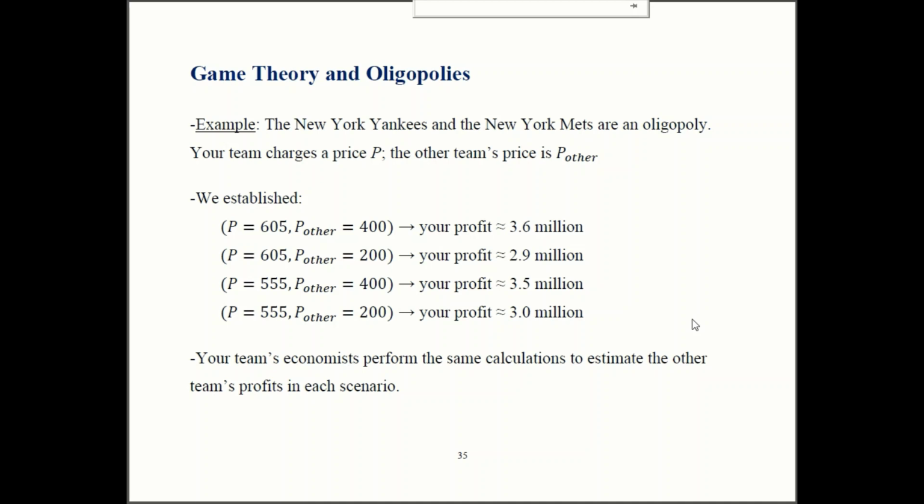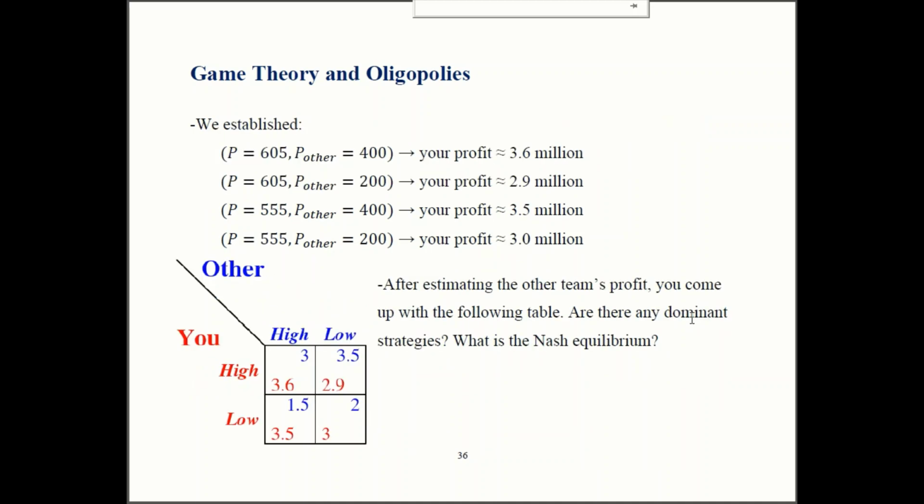So our economists go to work, they do the same kind of math for the other team, and let's say this is what happens. So when our team starts a high price of 605 and the other team picks their high price of 400, we'll call that high, and we said that means your profit is going to be 3.6 million. So in this table I'm showing a payoff of 3.6 for you to correspond to that.